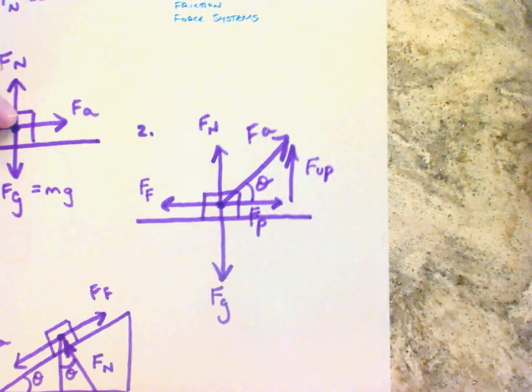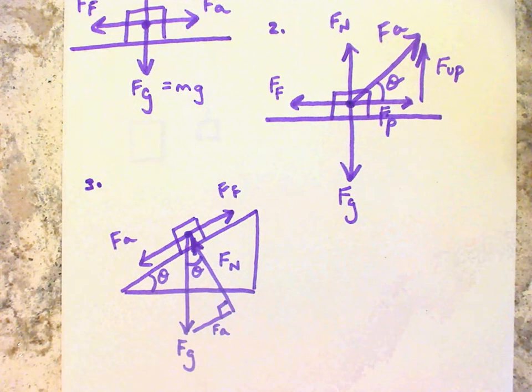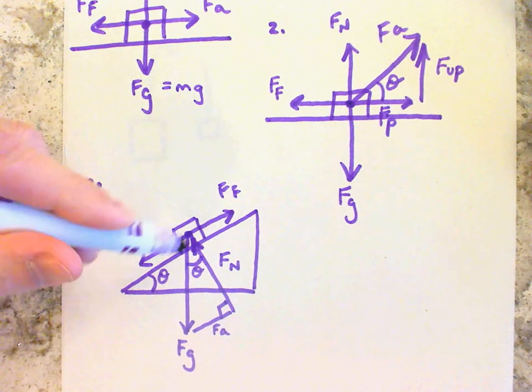All right, and diagram, what we call diagram number 3. This one was an incline, so no longer a horizontal surface.